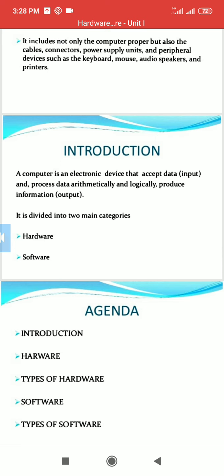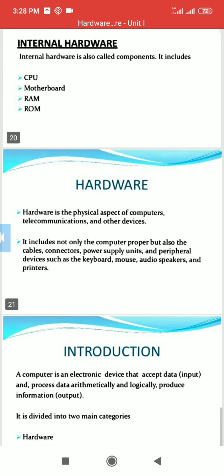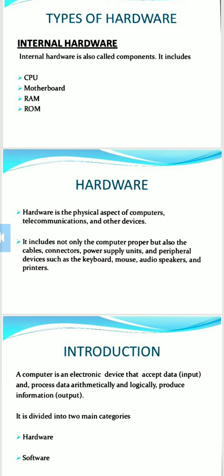A computer is an electronic device that accepts data and processes data arithmetically and logically to produce information, and it is divided into two categories. First one is hardware, another one is software. Hardware is the physical aspect of computers, telecommunications, and other devices.